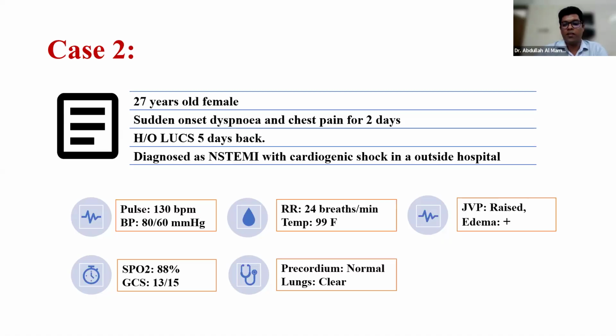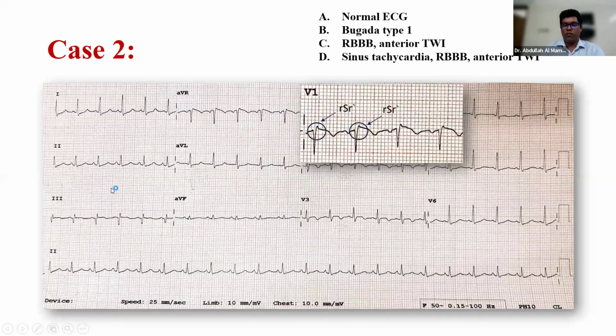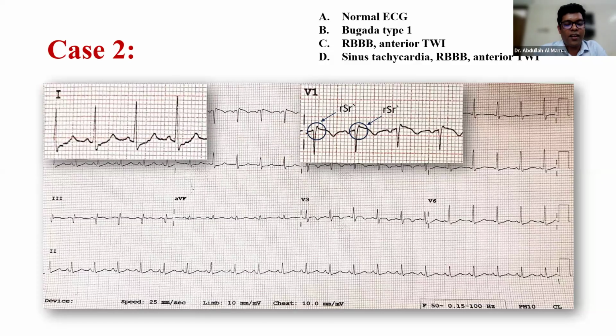So consider the clinical picture and this ECG. What should we suspect? If we describe the ECG, there is no typical RSR pattern, but I think there is something like RSR present. And in lead 1, there is slurring of the S wave. This indicates the presence of RBBB, that is incomplete RBBB.